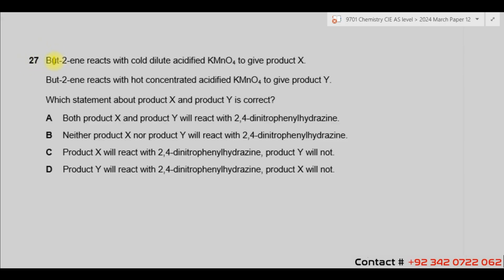Question 27. But-2-ene reacts with cold dilute acidified KMnO4 to give product X. But-2-ene reacts with hot concentrated acidified KMnO4 to give product Y. Which statement about product X and Y is correct? Okay, let's first draw the product. But-2-ene means we have 4 carbons. There is a double bond between the second and third carbon.